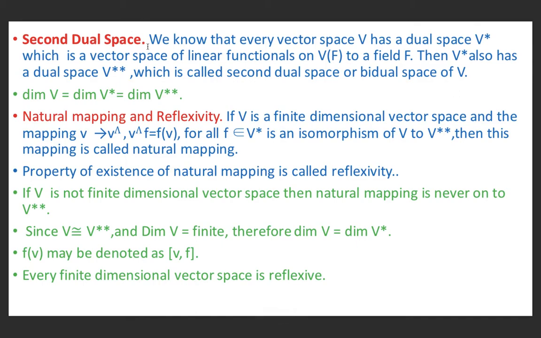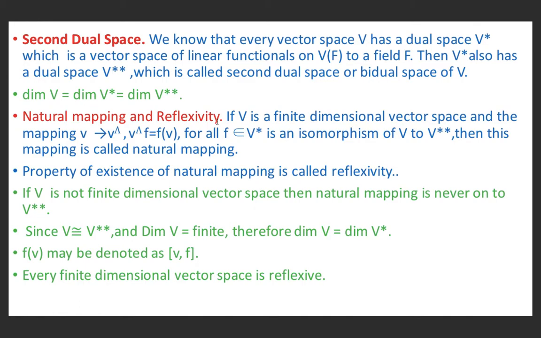Now, second dual space. We know that every vector space V has a dual space V star, which is a vector space of linear functionals from V to a field F. V is also a set of linear functionals from V to field F, and V star is also a vector space of linear functionals on V to field F. Therefore, V star also has a dual space, which we denote by V double star, and this is called the second dual space or bidual space of V. Here dimension of V is equal to dimension of V star, and this is equal to dimension of V double star, which is the second dual space of V, and this is the dual space of V star.